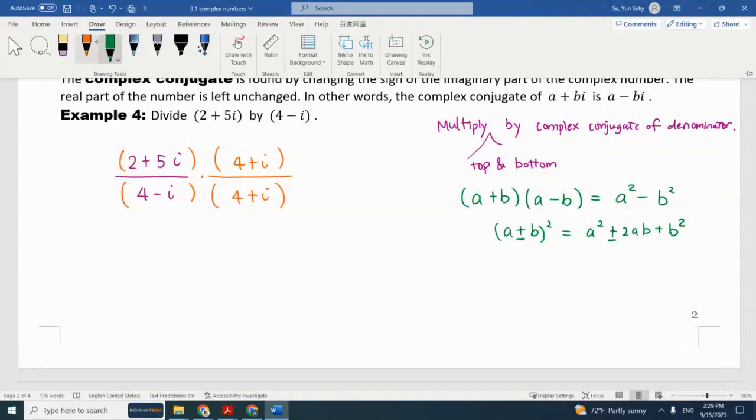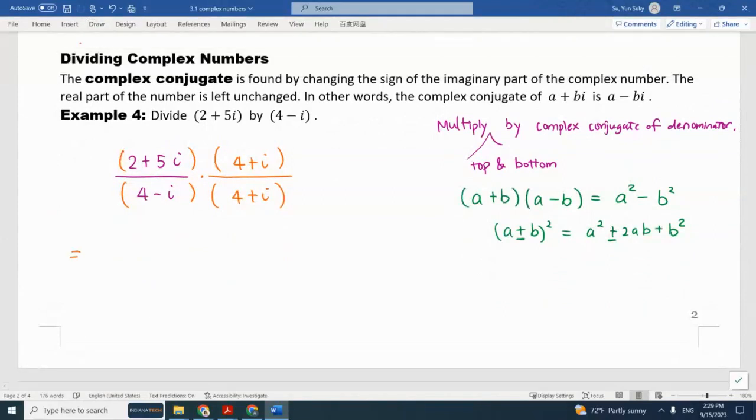Okay. Now let's see. Look at your numerator. In the numerator, you distribute, right? What's 2 times 4? 8. 2 times i, 2i. 5i times 4, 20i. 5i times i, 5i squared. Is that okay, everybody? We multiply the numerator.